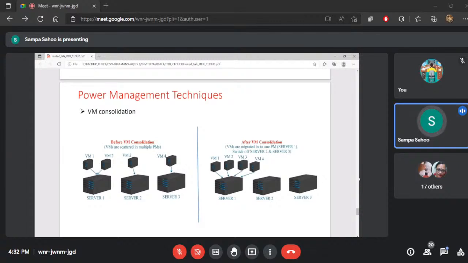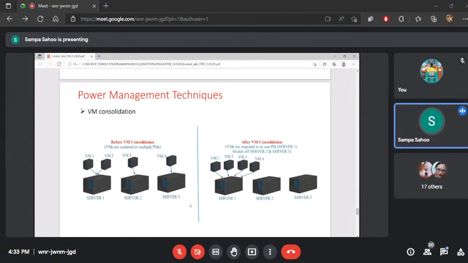Out of various techniques, one technique is VM consolidation. What is VM consolidation? Here you can see that before VM consolidation, the VMs are scattered across multiple physical machines. For example, let's say three servers are there: server 1, server 2, and server 3. In server 1, two virtual machines are there. In server 2, one virtual machine is there, and in server 3, one virtual machine is there.